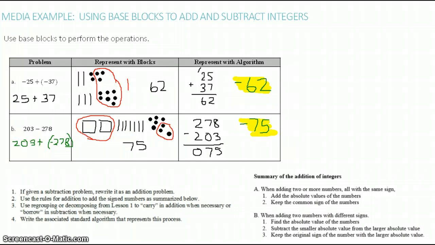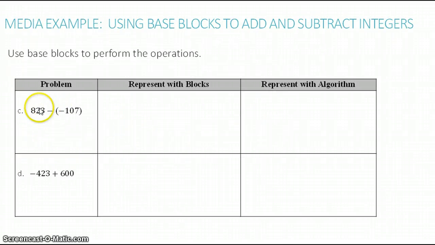Let's look at the next examples. 823 minus negative 107. First we're going to write this as an addition problem because it's set up as subtraction. We have 823 plus positive 107. When we're adding two numbers with the same sign, these are both positive, we add the numbers and keep the sign. So let's look at this with base blocks.